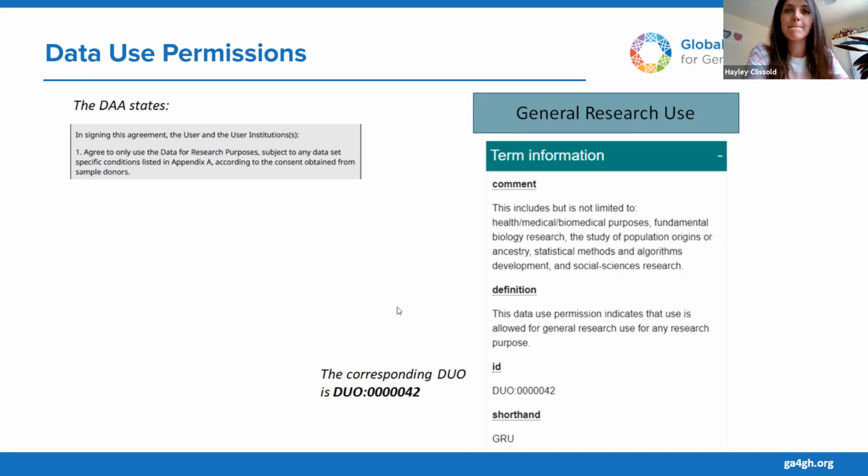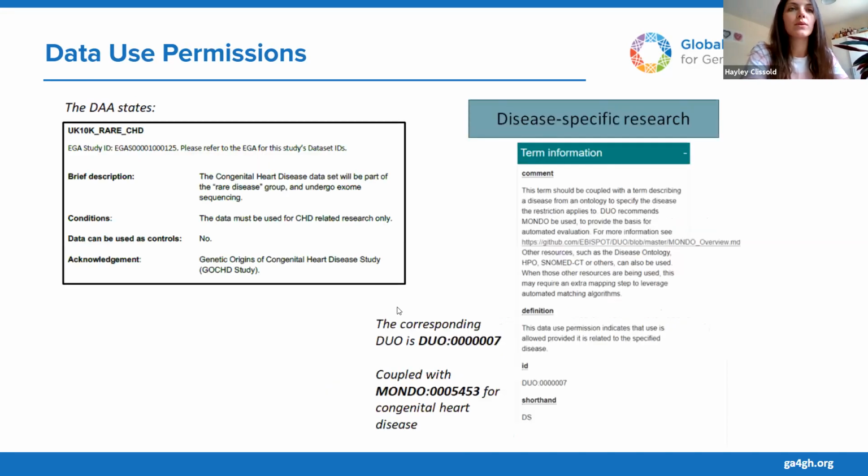Next slide, please. We do have some data sets that can only be used for certain disease research. So an example here is a UK10K data set, which can only be used for congenital heart disease research. So to map this onto DUO, we've used the disease-specific research DUO, or DUO 7. And to specify the disease, we've matched it with a MONDO ontology 5453, which specifies congenital heart disease. Next slide, please.